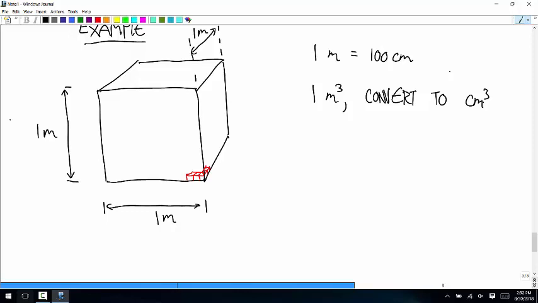So see if you can work through that. Just take a couple minutes, talk to the people next to you if you get confused on something. And then I'll go through it at the end. But see if you can convert 1 cubic meter to cubic centimeters.